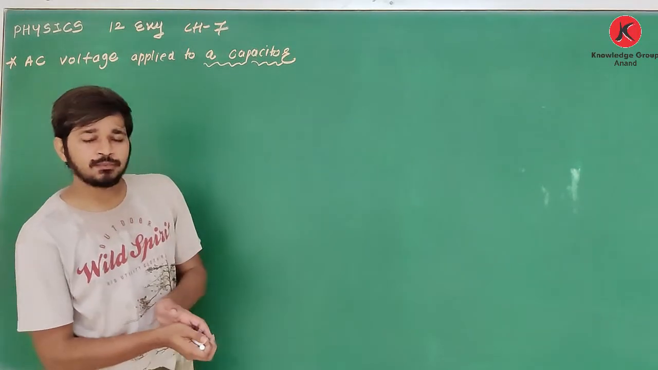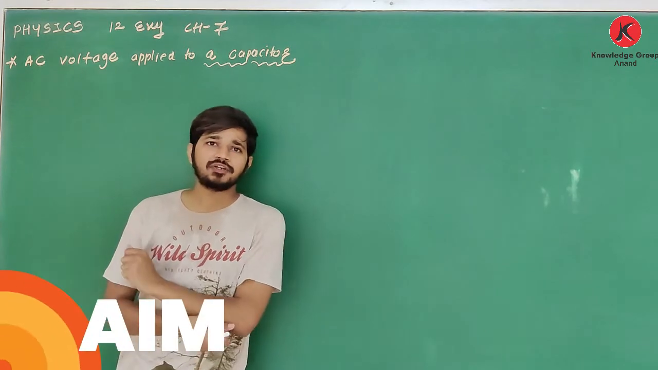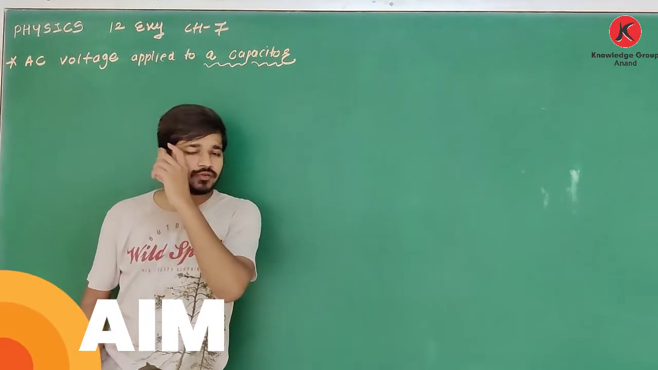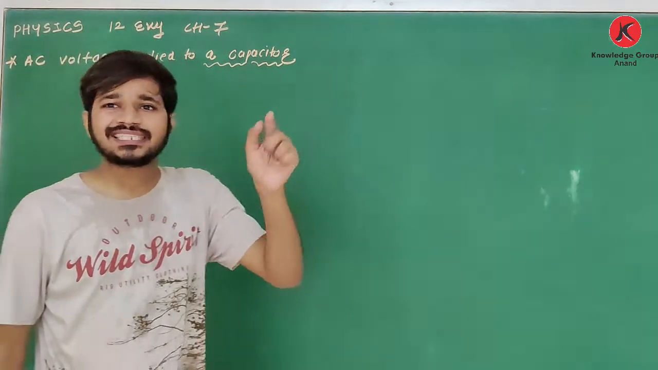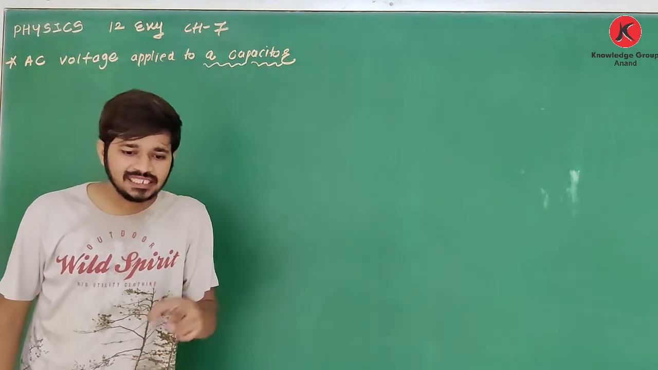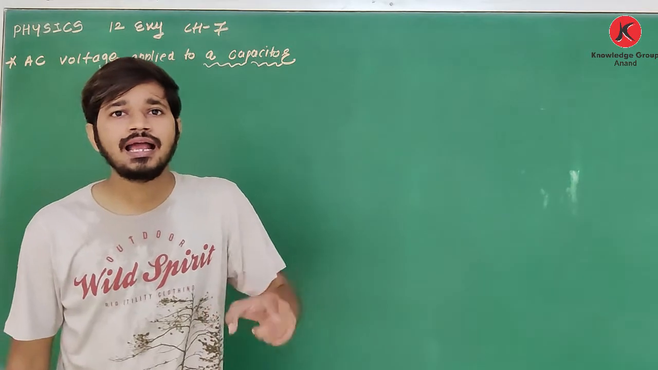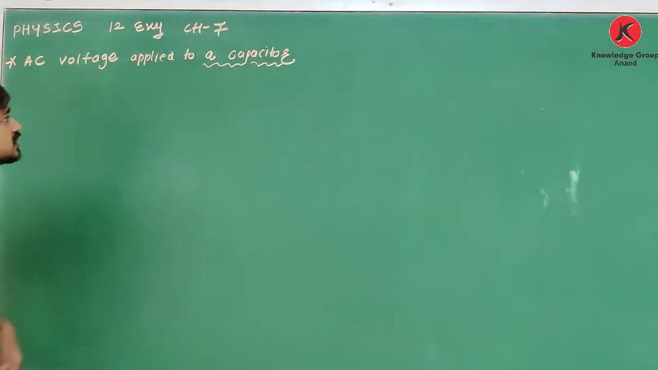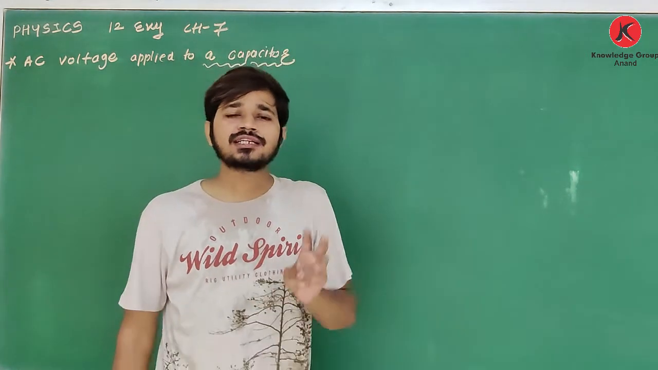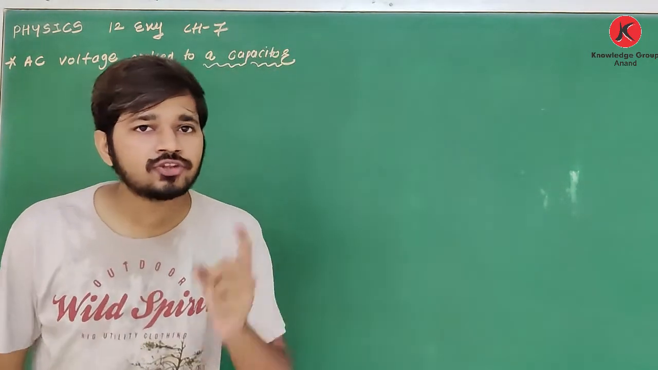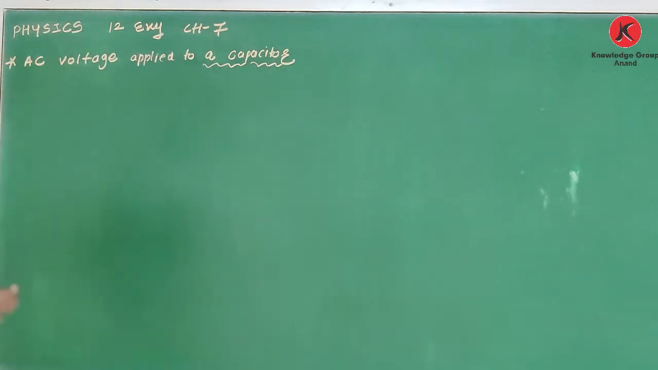Students, chapter 7, alternating current. In the previous lecture we discussed AC voltage applied to a resistor, then AC voltage applied to an inductor. Now in this lecture we will see AC voltage applied to a capacitor, and then we will compare these three theories. Okay, see here. AC voltage applied to a capacitor.